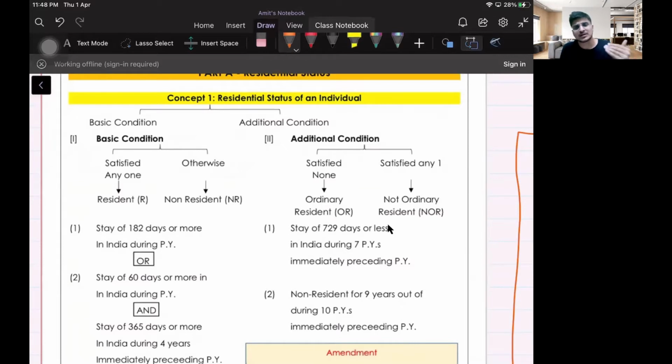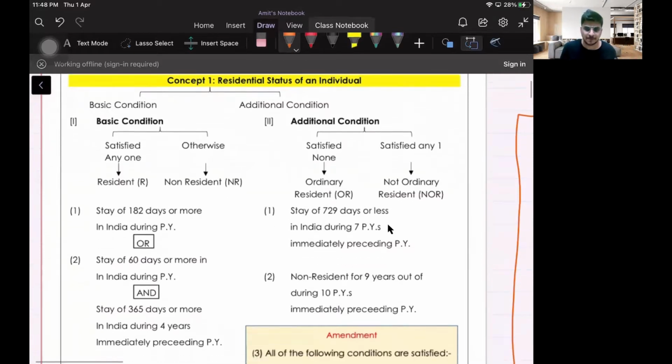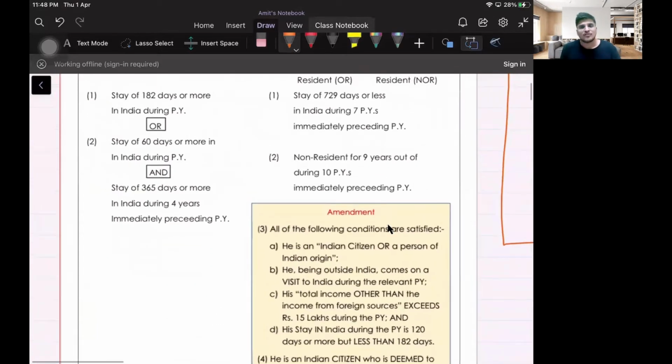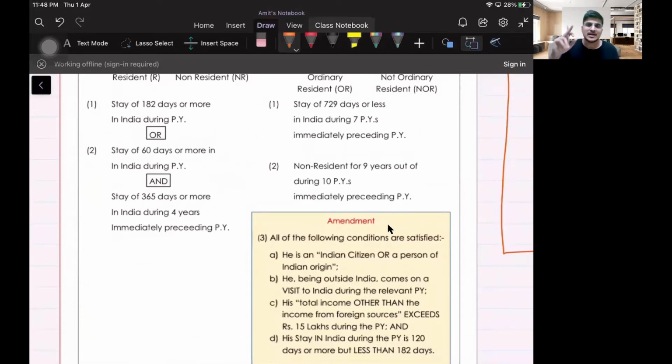Now we will see what the additional conditions are. Stay of 729 days or less in India during the 7 previous years preceding the previous year. That means this is the 8th year, and in the preceding 7 years I should have stayed in India for 729 days or less. This is your first additional condition.